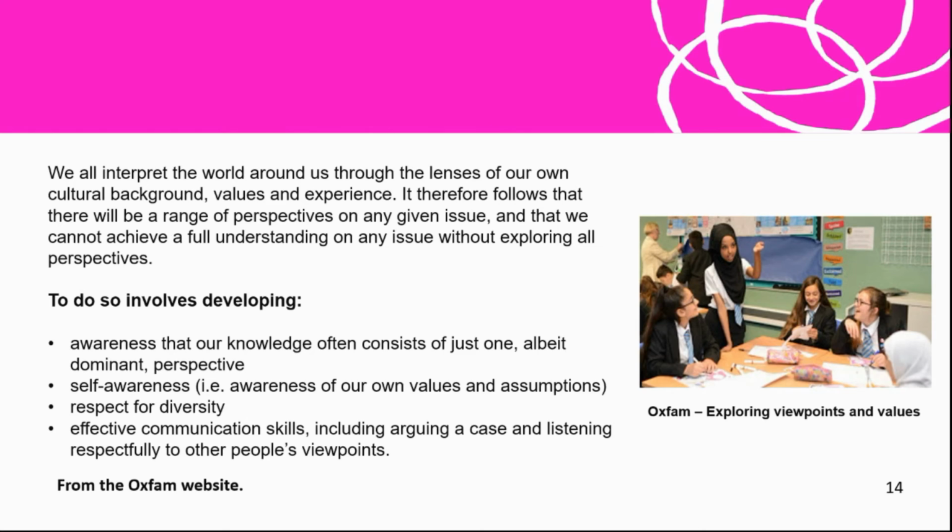Finally, we come back to the last slide that we looked at. And remember, it says we all interpret the world around us through the lenses of our own cultural background, values, and experience. So it means how you see things is determined by three elements: your cultural background, your values, and your experience. Again, how you interpret the world around you and how every other person interprets the world around them, including our students, is that they see things through the lenses of their cultural background, their values, and their experience.